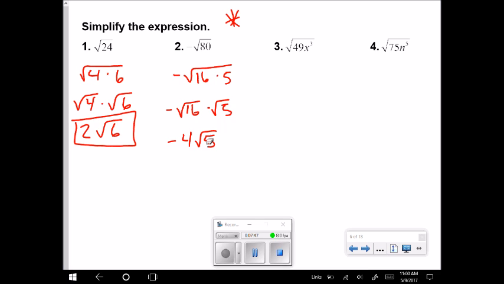Okay, we're going to do number 3. We probably won't get to number 4. But we'll look here for number 3. As you can see, 49 is already a perfect square, so I don't have to do much work there. But with the x cubed, okay, we've seen that before. So we're going to do x squared times x. So then we would have the square root of 49 times the square root of x squared, because we can separate these out, times the square root of x. So this would be 7x times the square root of x. Awesome.